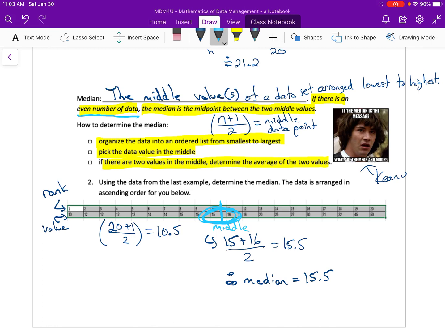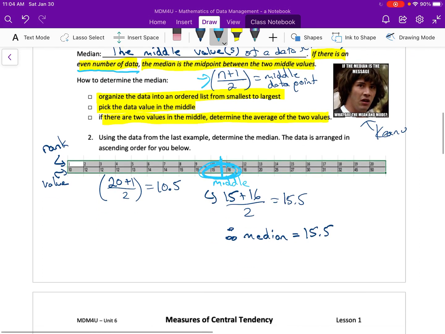If there's an odd number, you can still use this. It'll just give you one data point. So let's say there were 17 data points, for example. I would take 17 plus 1 and divide it by 2, and that gives me 9. And so my middle data point would just be the 9th. So pretty easy to rely on that little formula of n plus 1 divided by 2.